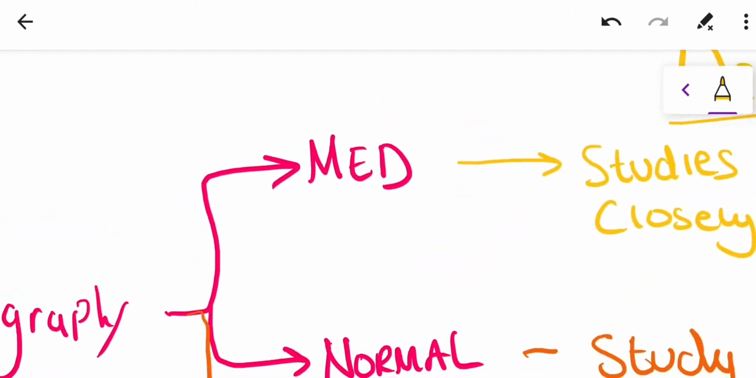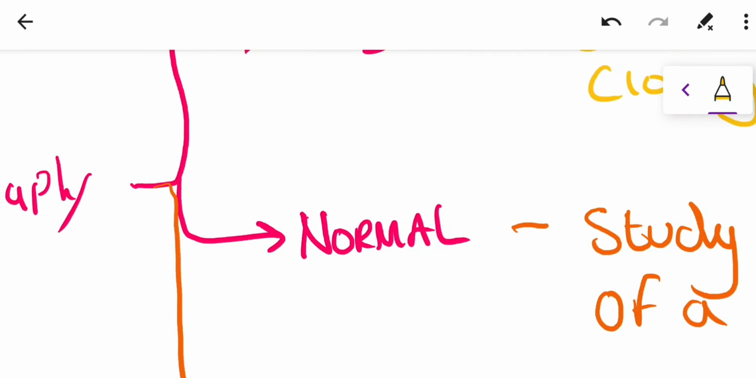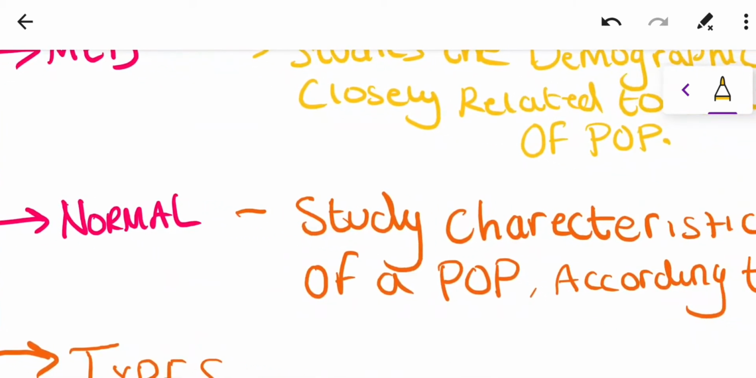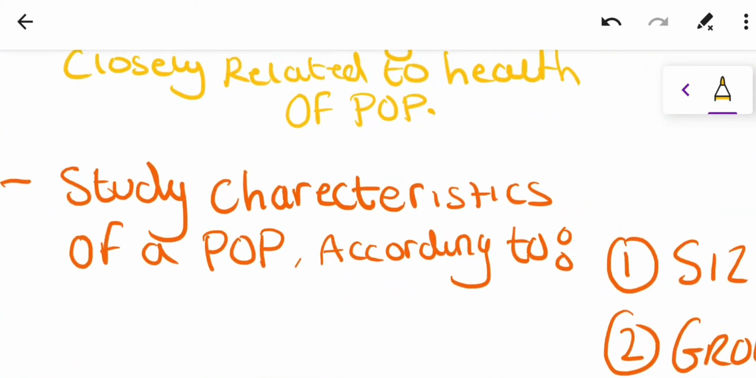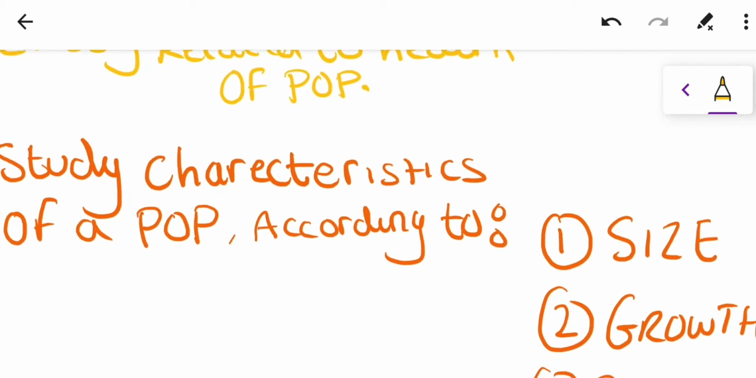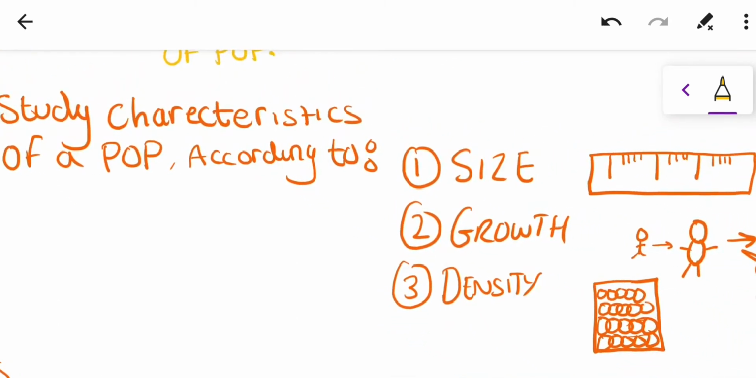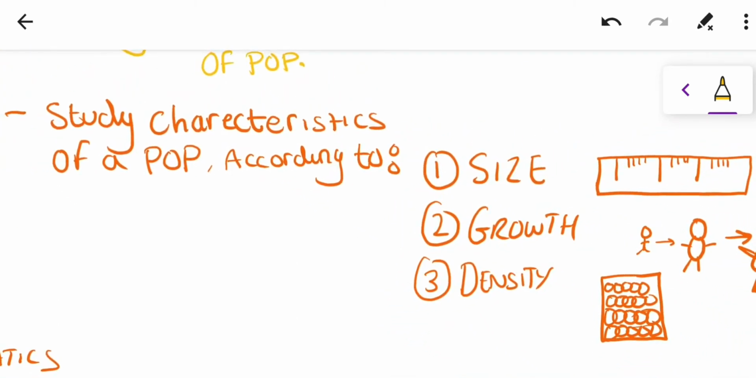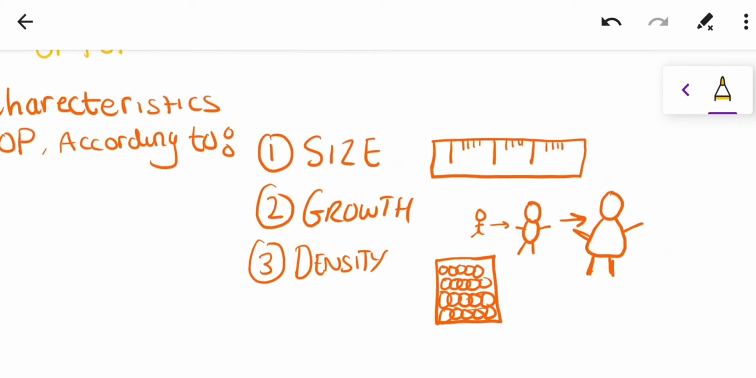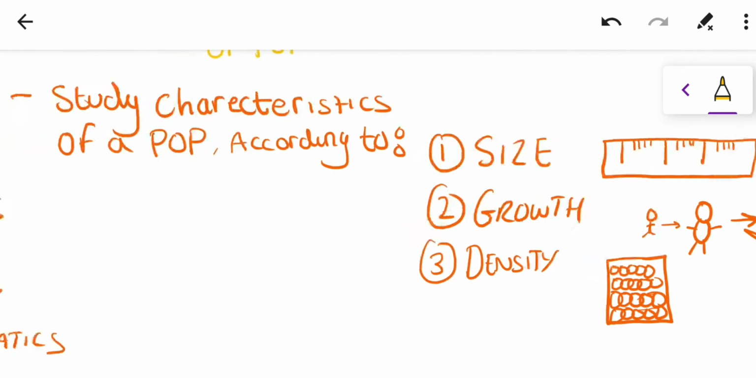This is medical. If we were to go to the normal definition, then you could say, it's the study of the characteristics of the population according to size, growth, and density. Okay? According to size, growth, and density. Just after learning it. Okay? Alright.